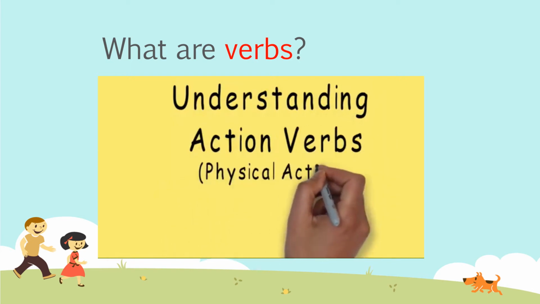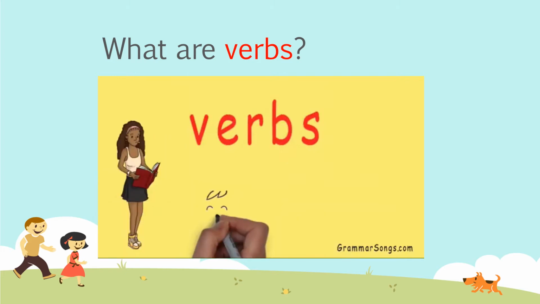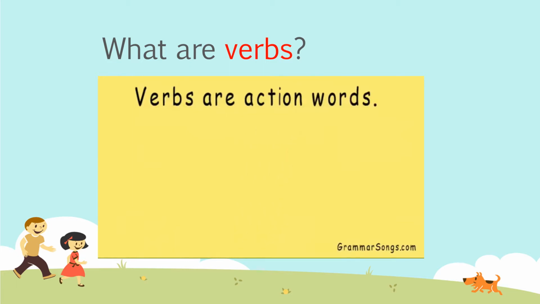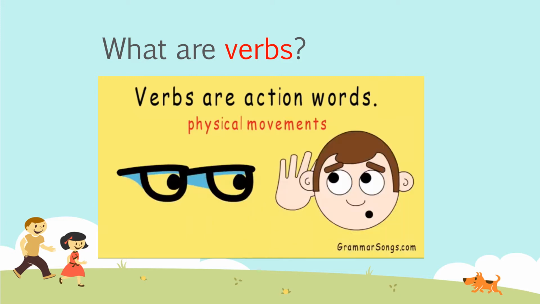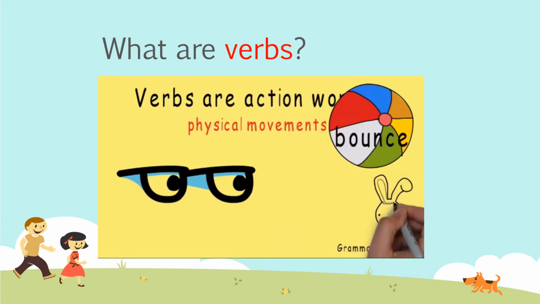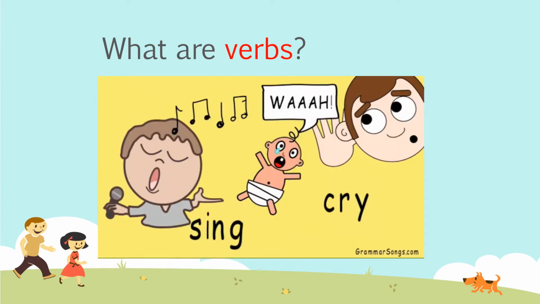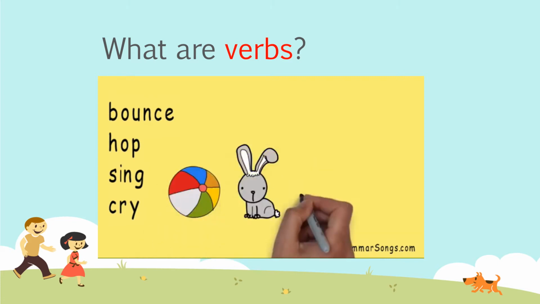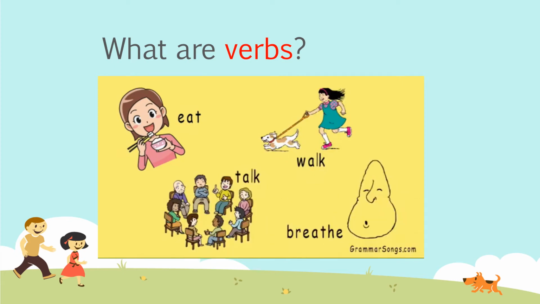Understanding action verbs, physical actions. At Grammar Songs by Melissa. It is important to understand action verbs when you read, speak, or write. Verbs are action words. Often these actions can be physical movements that you can easily see or sometimes hear. For example, it's easy to see a ball bounce or a bunny hop. And you can hear a person sing or a baby cry. Verbs are words that we use to give movement or action to our nouns when we read, speak, or write. Without verbs, there would be no action or sound. Anytime you eat, walk, talk, or even breathe, you are performing an action.